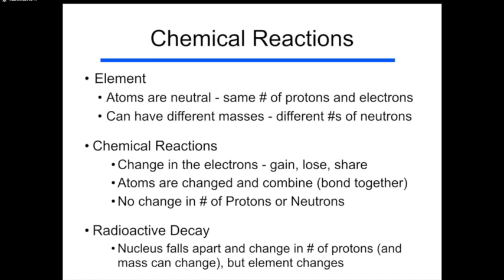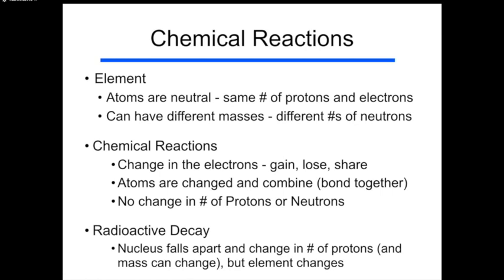Atoms are changed only when two of them come together and interact. And when they react, there is going to be a manipulation of the electrons in some way. Because of those manipulations of the electrons, they are going to be held together, or we talk about bonded together. What we do not do in a chemical reaction is change the number of protons or the number of neutrons. That always stays the same.